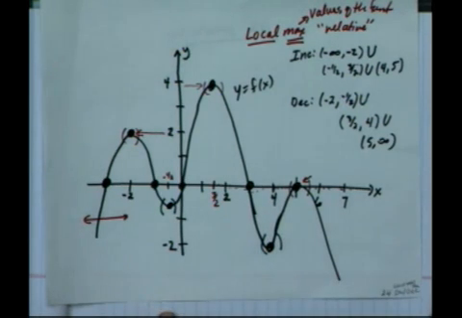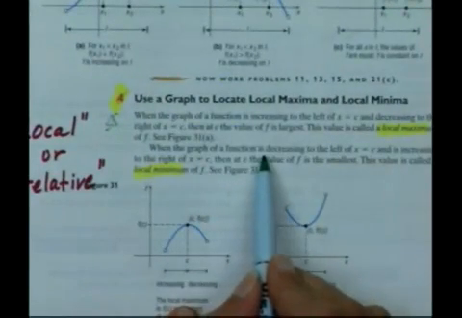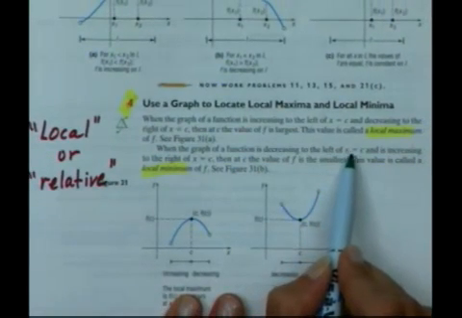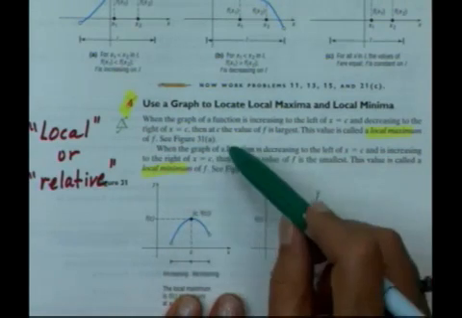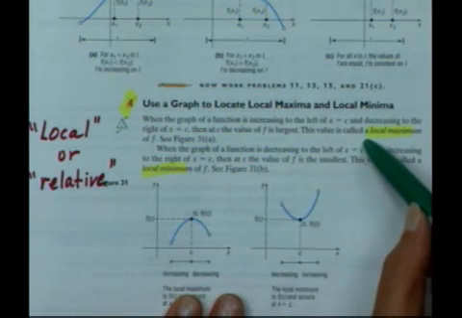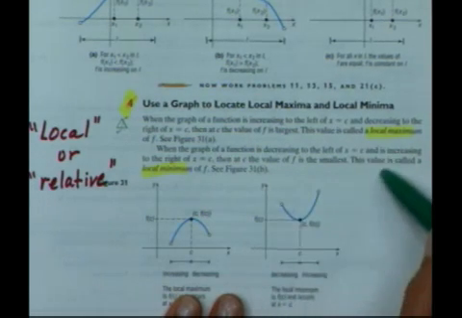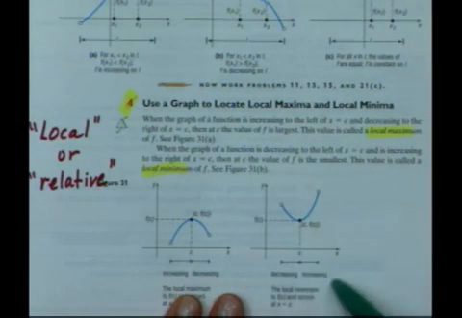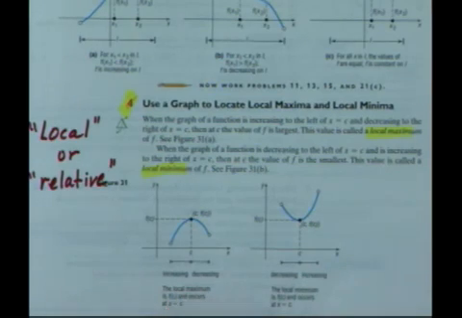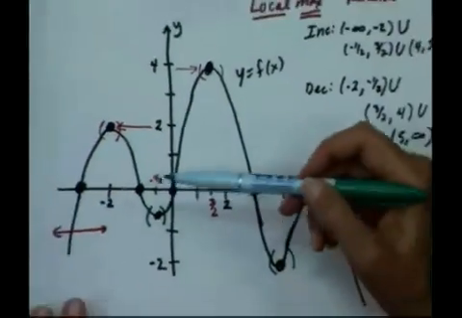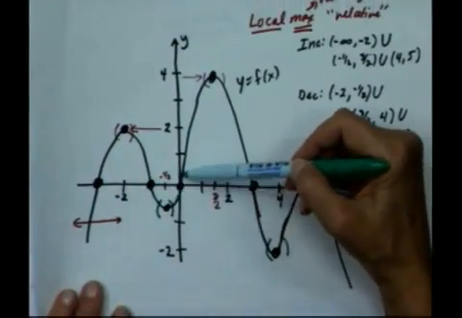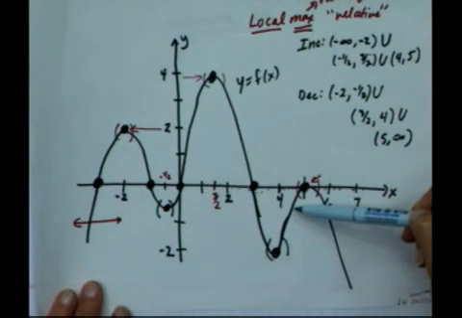Okay, so let's go back to the definition of the book. I want you to realize this book is very readable. When the graph of a function is decreasing to the left of x equals c and is increasing to the right of x equals c, so decreasing to increasing, you're going to have a local min. You got to be on both sides of x equals c. That's exactly what you guys said. This is decreasing to increasing. This is decreasing to increasing.